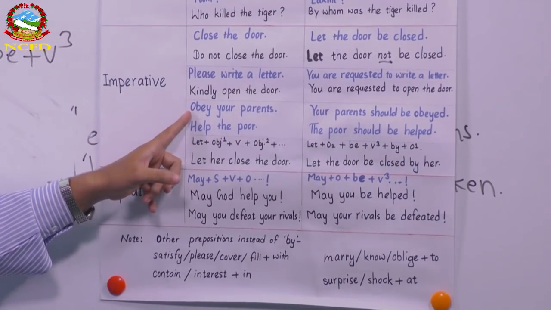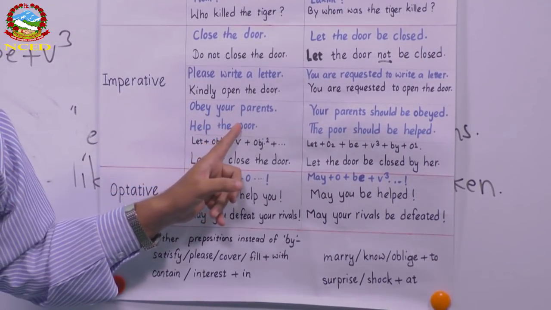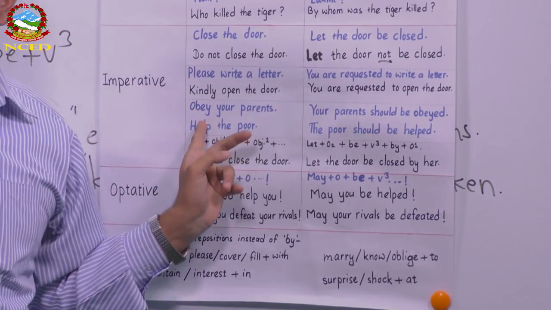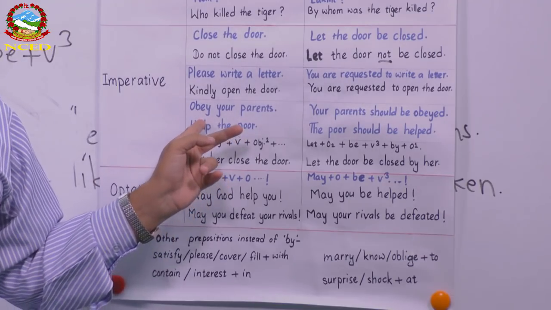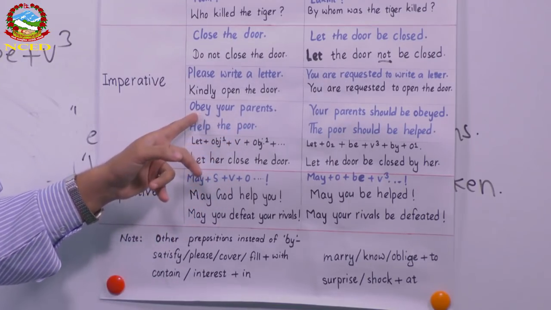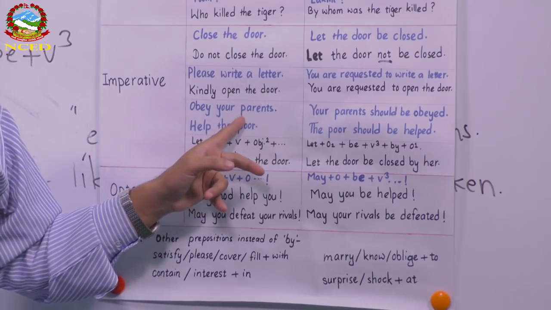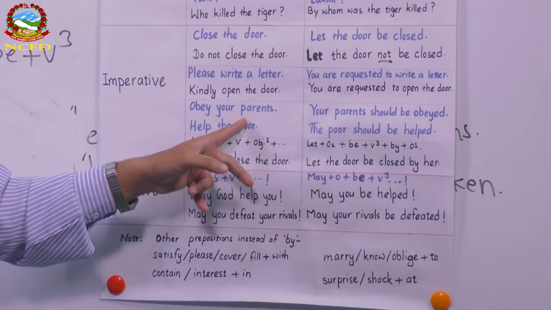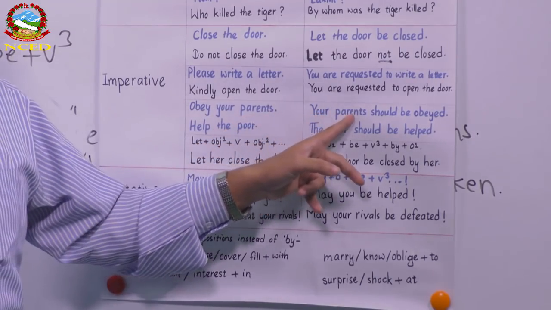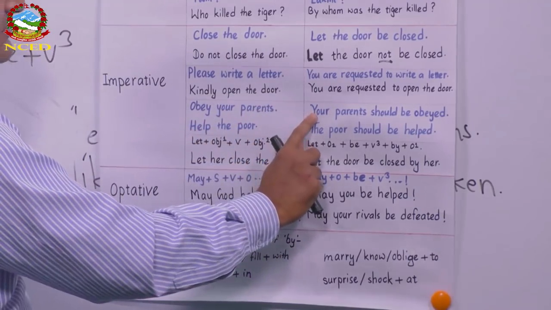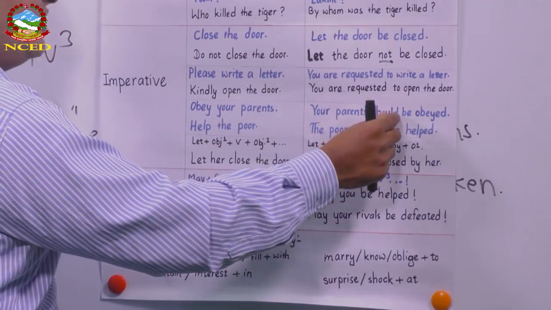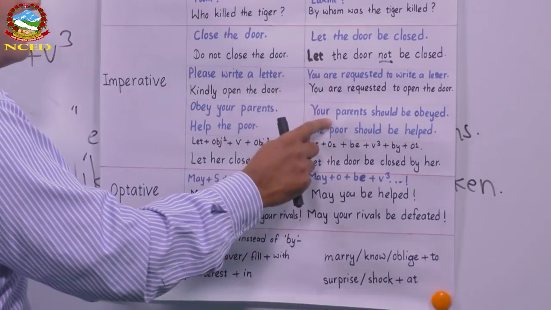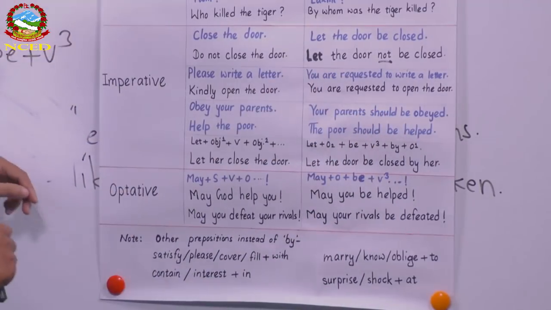Now other types of imperatives, like obey your parents, help the poor. These sentences also look like the first ones, but they are not commands or orders, they are simply duties. This expresses our duty, a sense of duty. Obey your parents. We must respect and honor our parents. This is our duty. So we use your parents, which means the object is brought to the position of subject. Your parents, and we always use should be plus verb 3. The object is brought to the position of subject, then should be plus verb 3: should be obeyed.